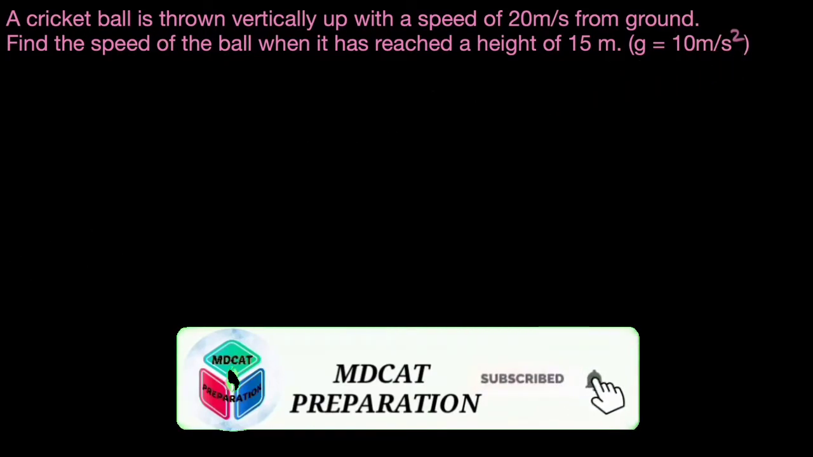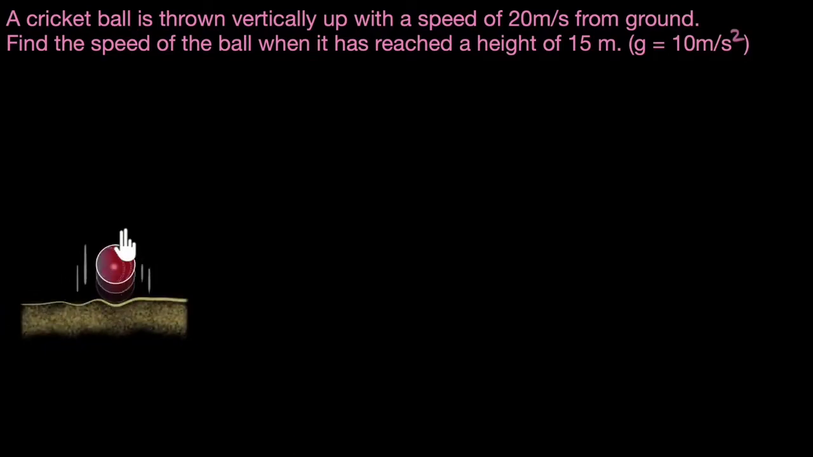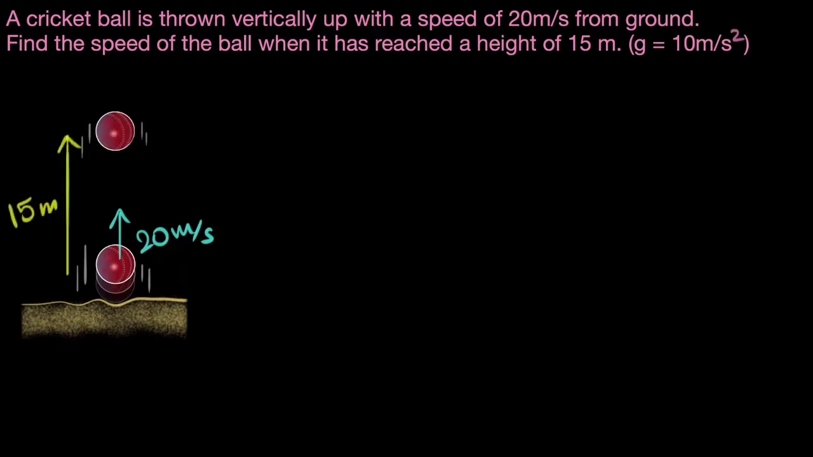Okay, let's draw a situation. So we are given that a ball is thrown up from the ground with a speed of 20 meters per second. We are asked to find the speed of the ball when it has reached a height of 15 meters. So as the ball goes up, we are asked to find what's its speed when it is somewhere over here at a height of 15 meters. So we need to calculate what's the speed at that point.